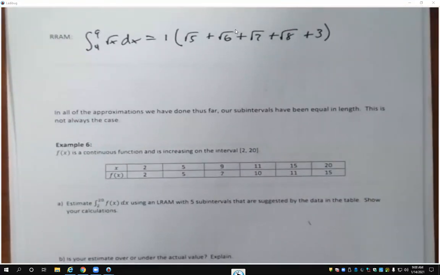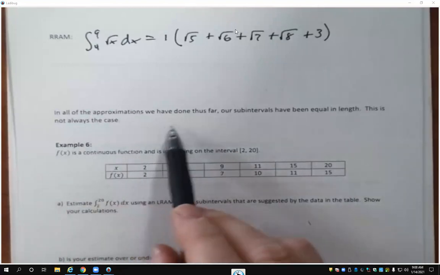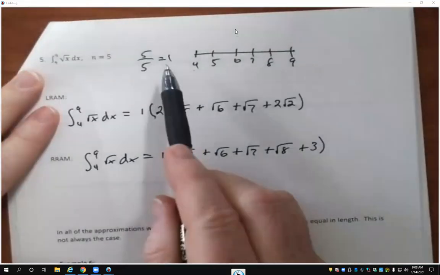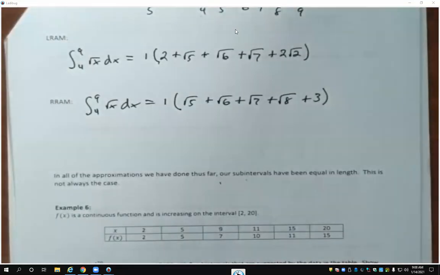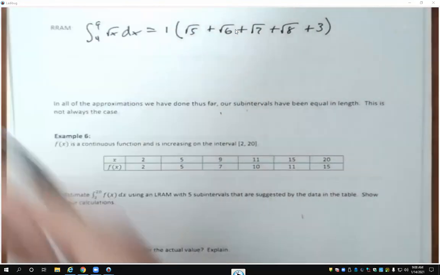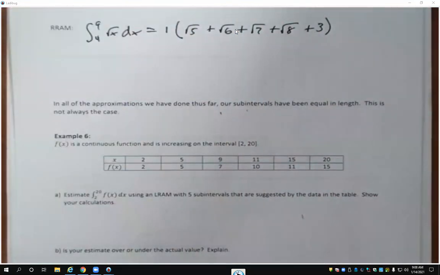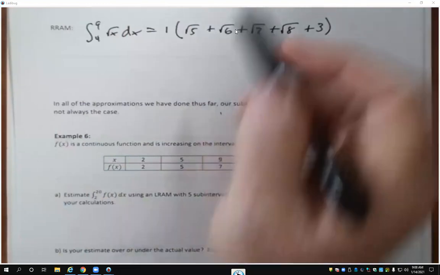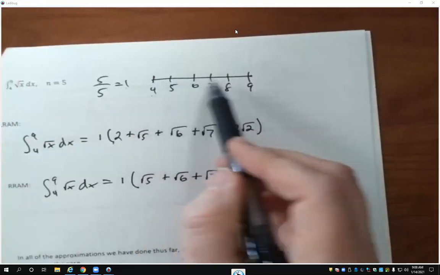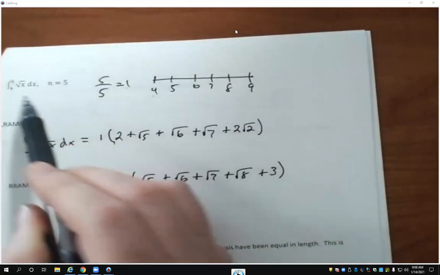All right. So now things are going to change a little bit. In all the approximations we have done thus far, our subintervals have been equal lengths, meaning they've all been 1, or they've all been a half, or they've all been 2, whatever that may be. But that's when you're given an interval and then how many subintervals. You're always going to divide it. Even if, for some weird reason, you ended up with a base of, let's say, 3/7, every single one would be 3/7 if you're given the information this way.